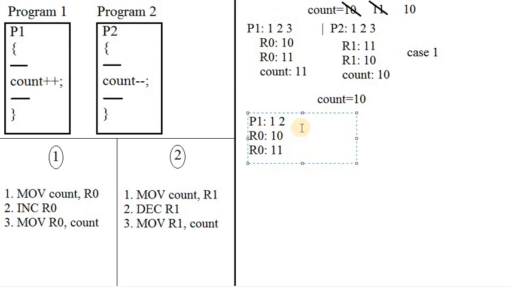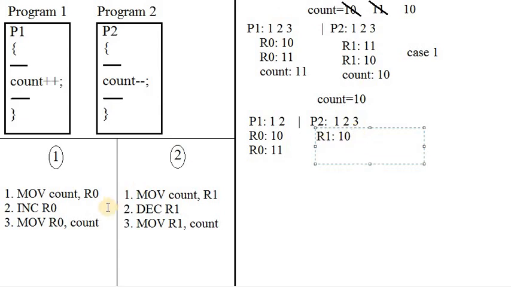Okay, so let us go for the next program, that is P2. So P2 will start its execution. So let us execute P2 with all these 3 instructions. Okay, what will happen? Let us see. While executing P2, what will happen? What is the first instruction? Move count comma R1. So what is the count variable value? Previously that is 10 only. So that is R1 will become 10.